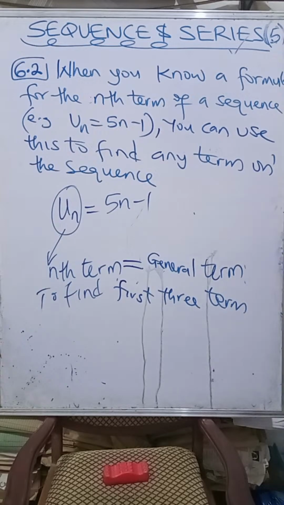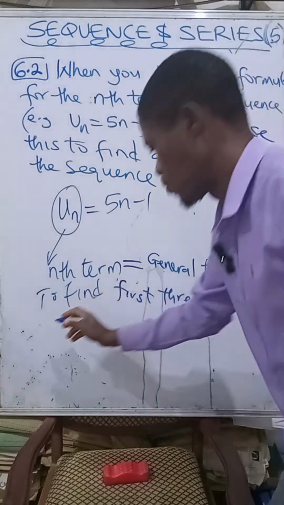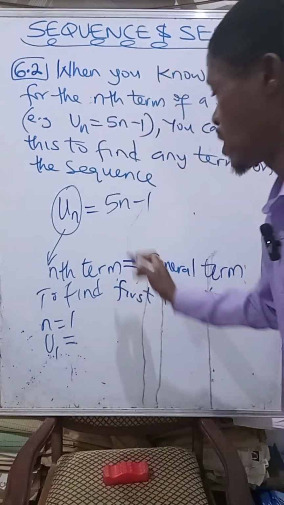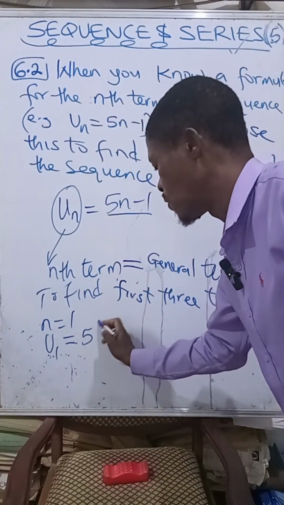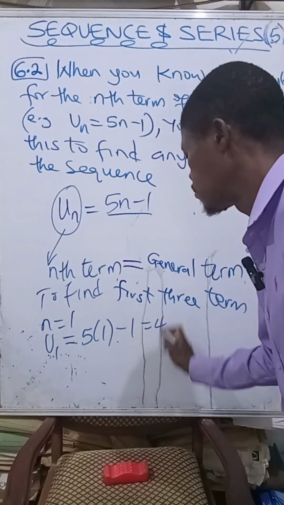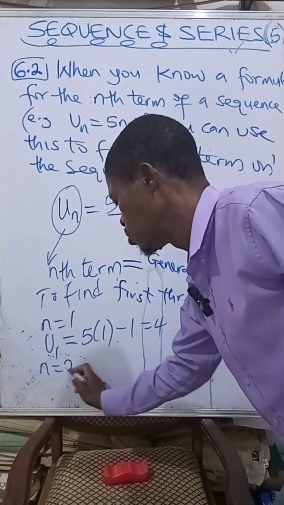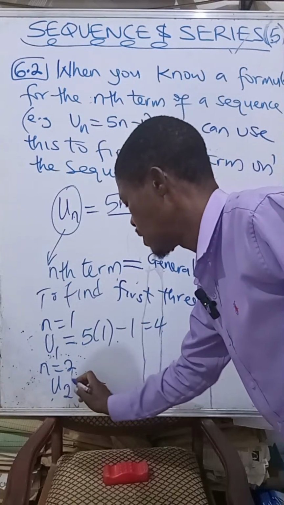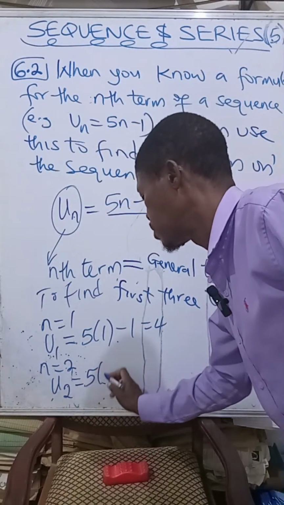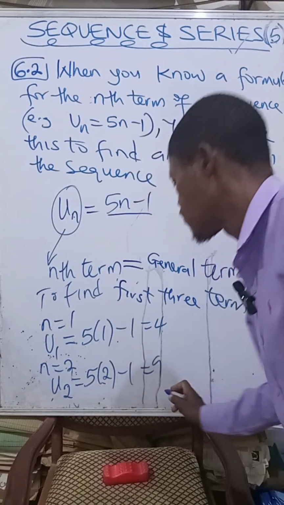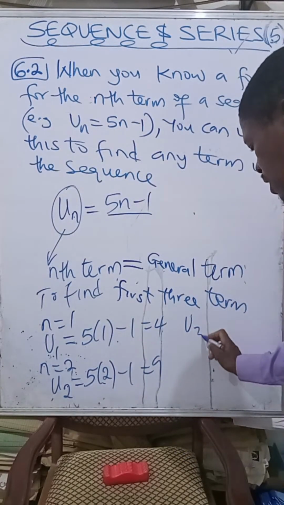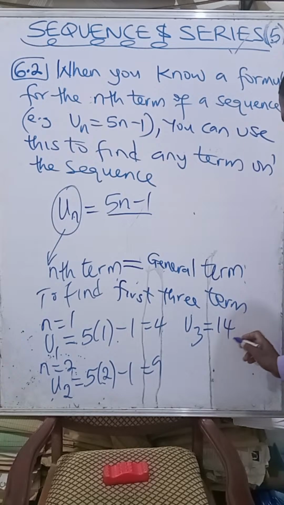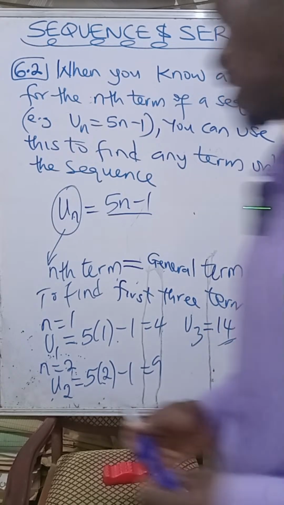Okay, so if you are told to find the first three terms, the meaning is that when n is 1, call it u1, which is the first term. So anywhere you see n, you put 1 there, and that'll be 4. The second term, n is 2, that'll be u2. Just go to that subscript, put 2 there, and anywhere you see n, substitute that value, and that'll be 9. The next one, u3, n is 3, that'll be 5 times 3, that's 15, minus 1, that's 14. So that's that on these aspects.